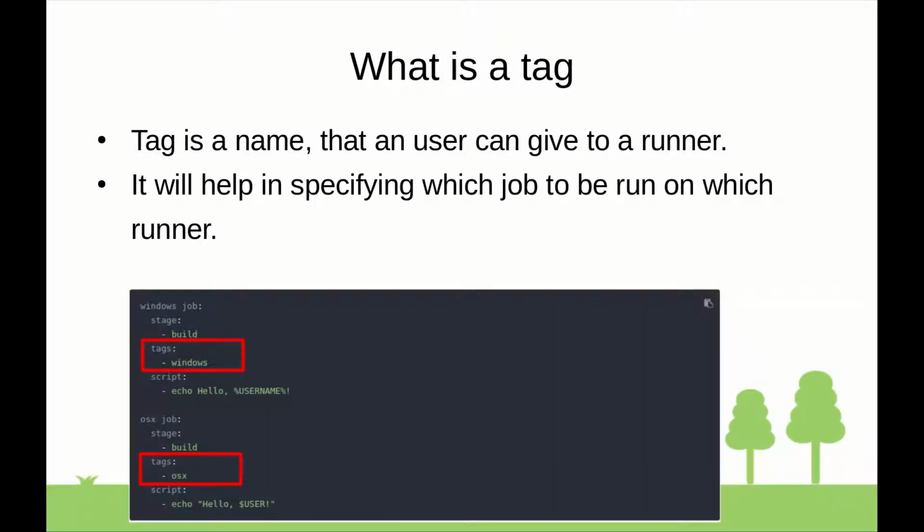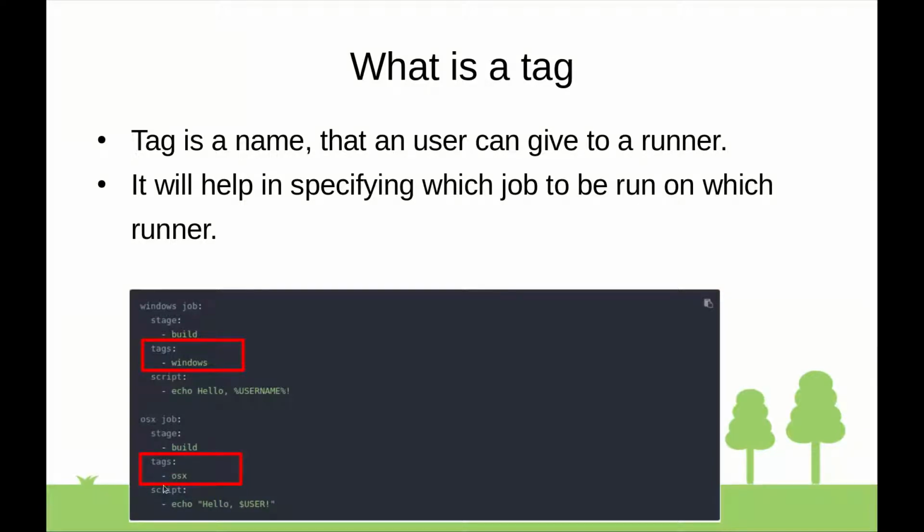What is a tag? A tag is a name that a user can give to a runner. It helps in specifying which job, which particular CI/CD pipeline, is to be run on which runner. As you can see on the screen, we have two jobs, Windows job and OS X job. And for these two different jobs, we have mentioned two different tags keywords. One tags keyword shows Windows and another tags keyword shows OS X.